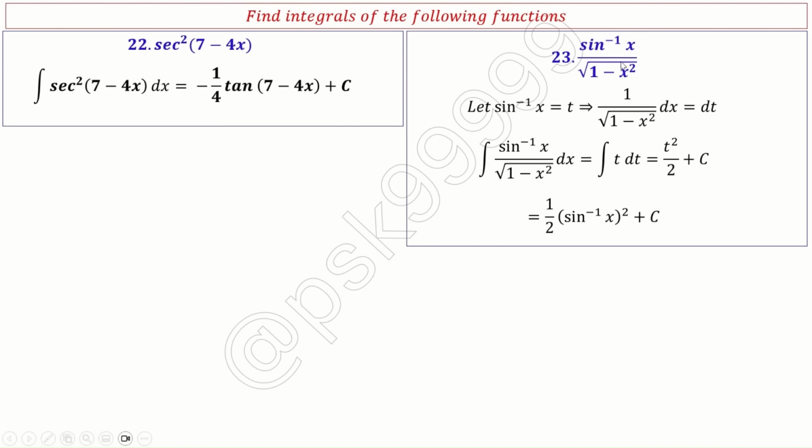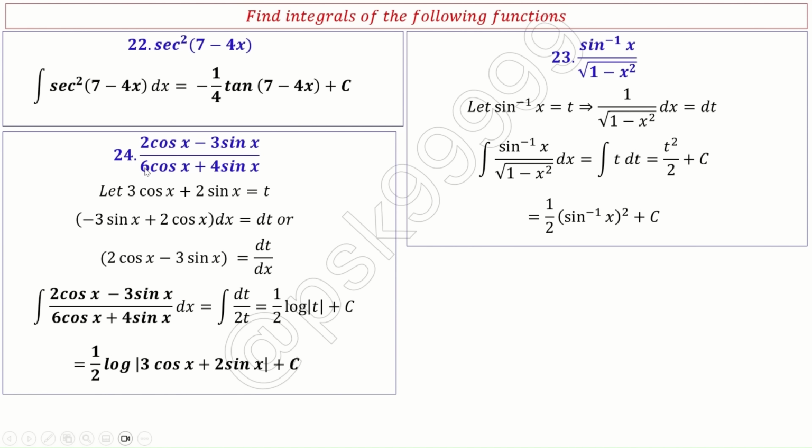Sin inverse x divided by square root of 1 minus x square. We know sin inverse x, if I take it as t, then the denominator into dx is nothing but my dt, right? So this is as simple as integration of t dt, which is t square by 2. So t is nothing but sin inverse x. So sin inverse x whole square by 2 plus constant.